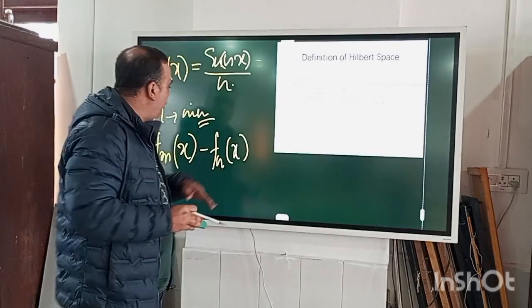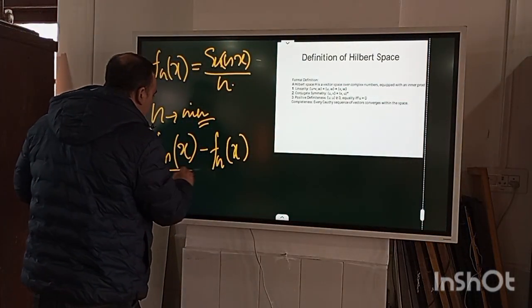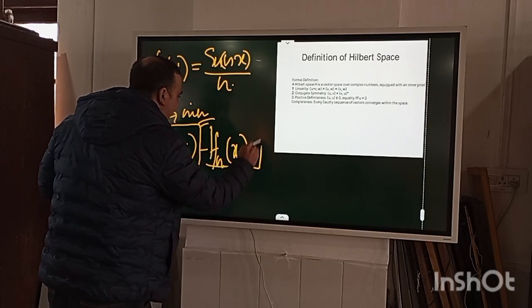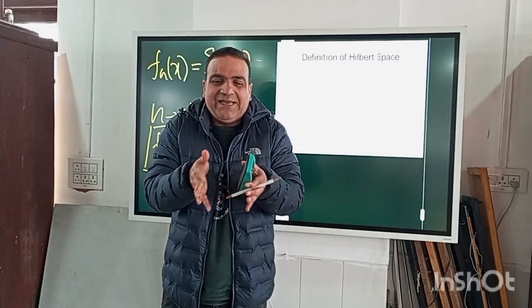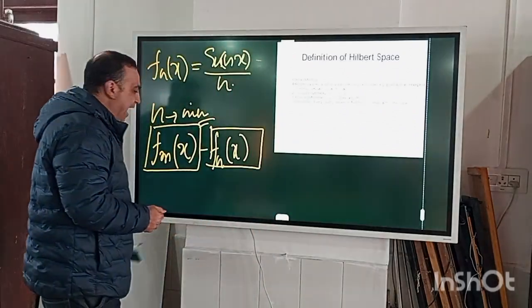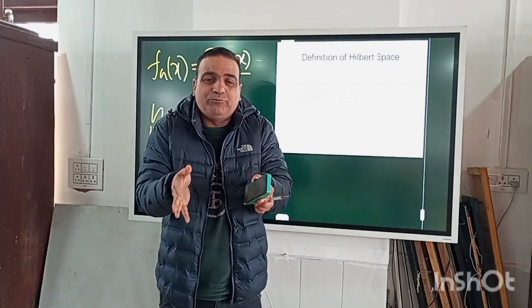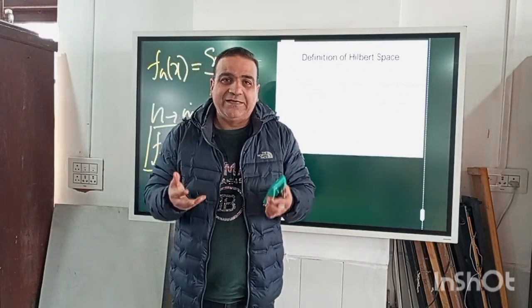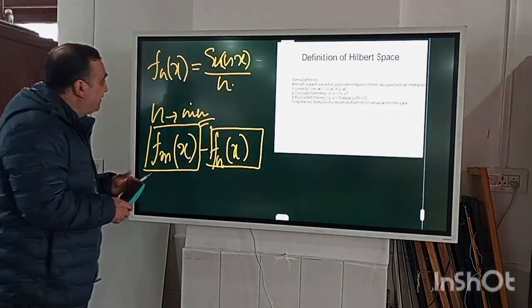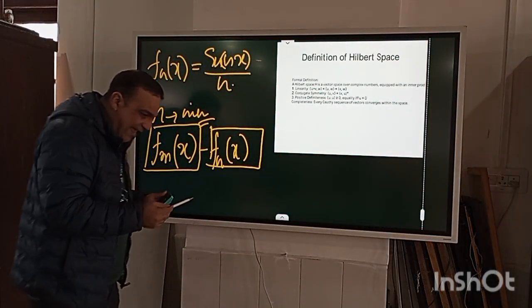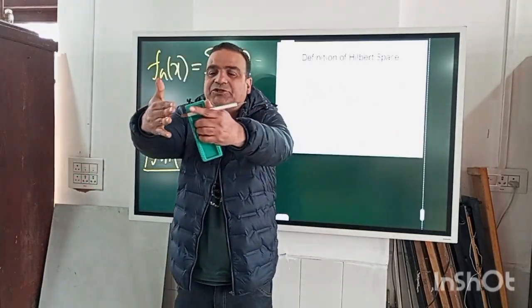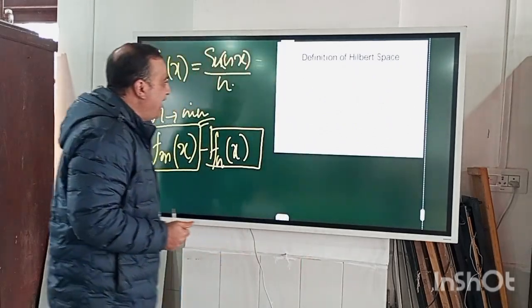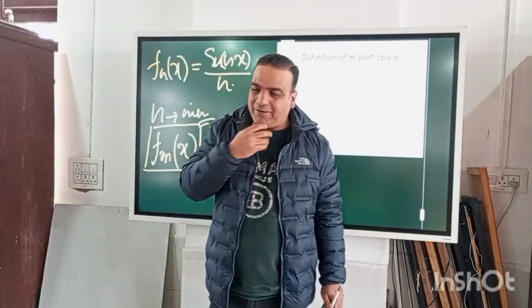As you move on and on, the difference between f_m of x and f_n of x goes on decreasing, and finally it has a completion at some point, and that completion is important for a mathematical space to be a Hilbert space. For being a Hilbert space, there is a need for convergence of the mathematical function. The function should converge to a single point at the end of its game. And we can think about an example.